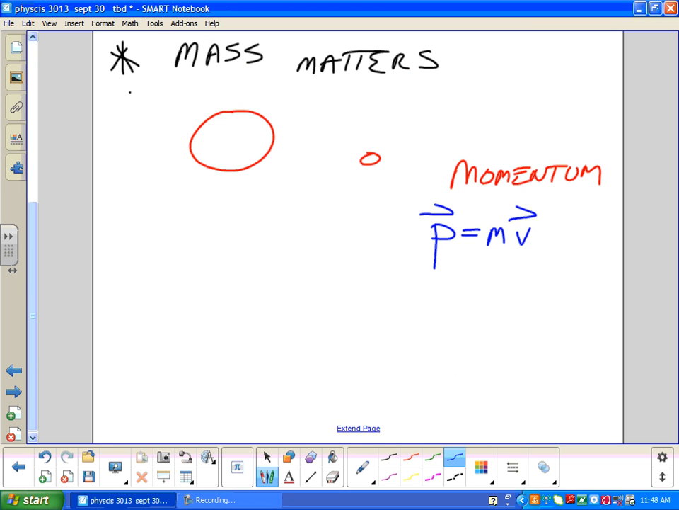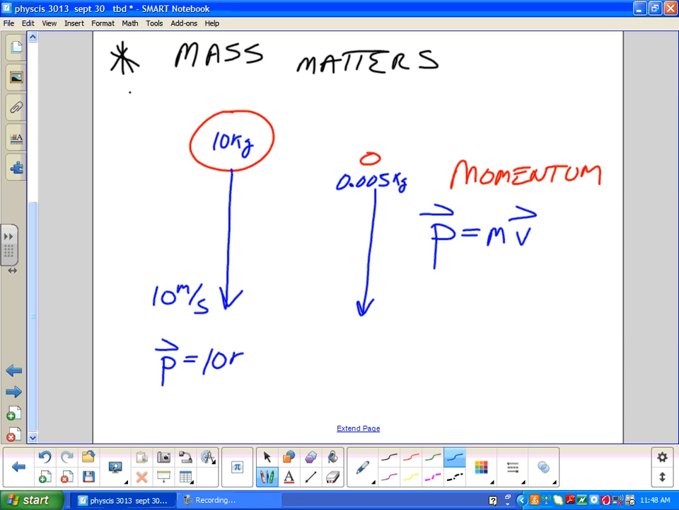So if I drop a bowling ball at 10 kilograms and a marble, and we'll call it 5 grams, or 0.005 kilograms. And if I allow it to drop for about a second, it's going to be going roughly 10 meters per second, all right? The momentum here is 10 kilograms times 10 meters per second down. So I get 100 kilogram meters per second, and there is no better unit for the momentum.